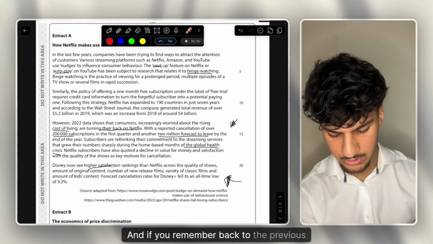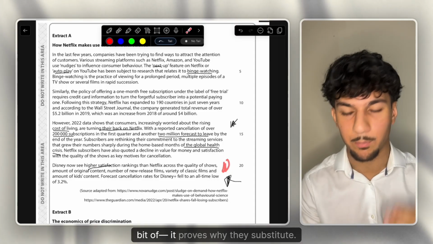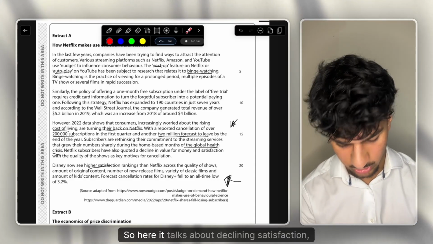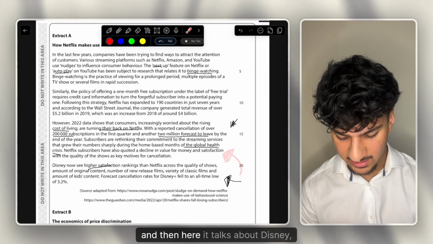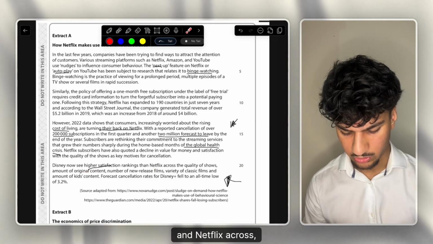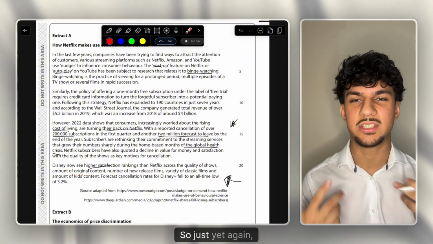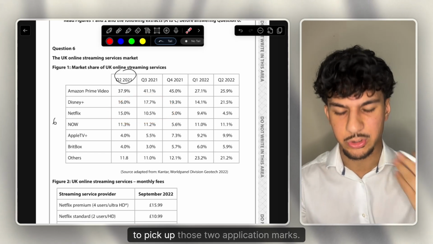And if you remember back to the previous questions, we looked through this extract, and it proves why they're substitutes. So here it talks about declining satisfaction and declining value for money for Netflix, and then here it talks about Disney having higher satisfaction rates and rankings than Netflix across shows, more original content. So yet again, any one of those, and this is the main stat I would use, by the way, for this question, to pick up those 2 application marks.